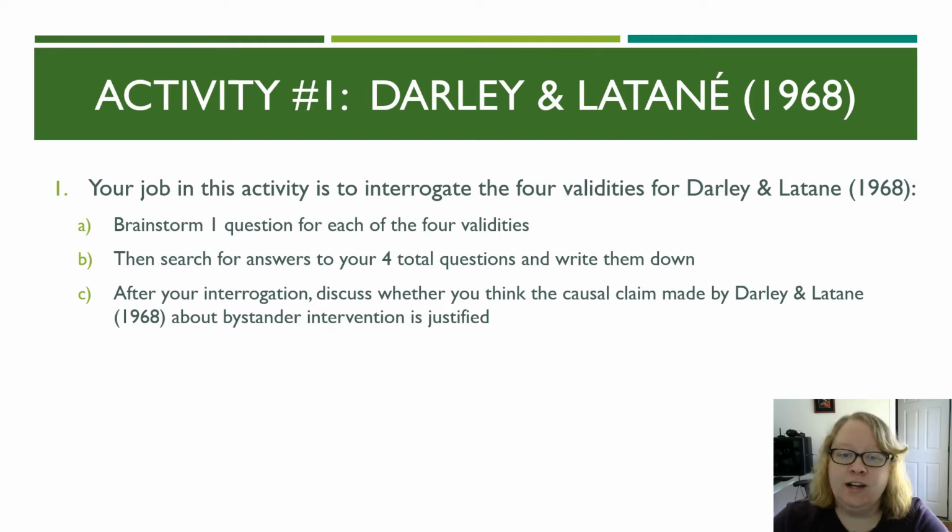So for this activity, you're pulling that all together. You are going to first brainstorm 1 question for each of the 4 validities. That's internal, external, construct, and statistical, right? In part A of this activity, you're going to brainstorm 1 question for each of those. You're just going to think of something that you could ask about this specific research study for each of those validities. For example, we know what the point of construct validity is: how well did we measure something? So you're going to think about one of the measurements in this study and ask, how well was that measured? And ask a specific question about that. The same for the others. Then in part B of this activity, you're going to search for answers to your 4 total questions and write them down.